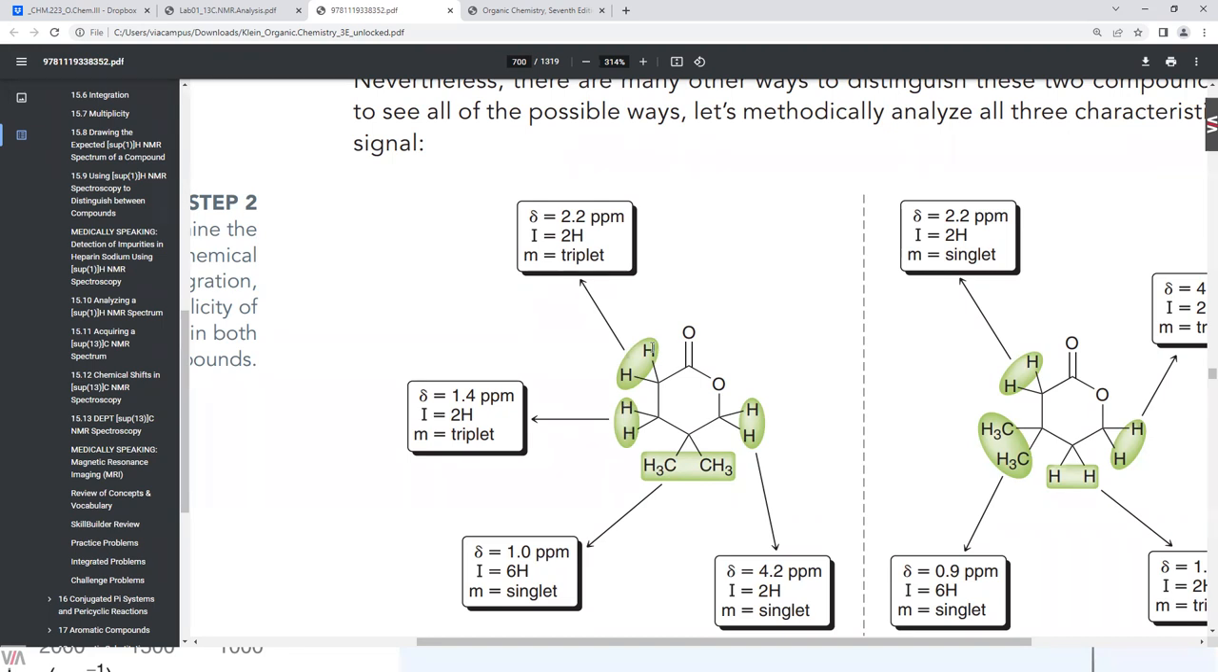So when you get weird splitting like that, it's probably that you have some sort of hindered rotation, either due to pi bonds or ring structures.